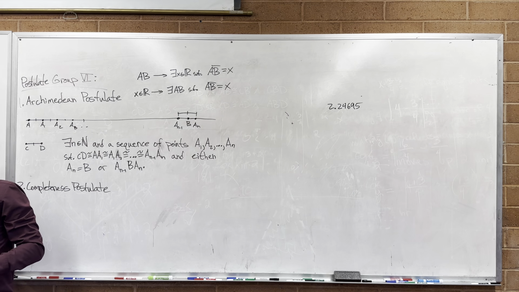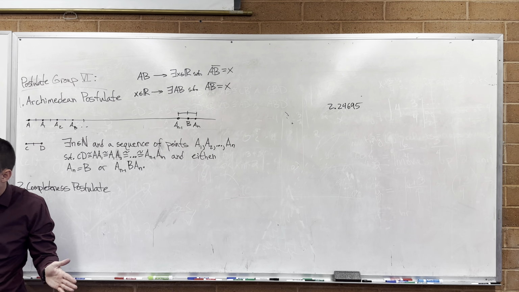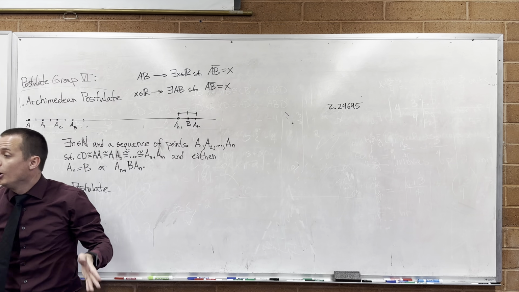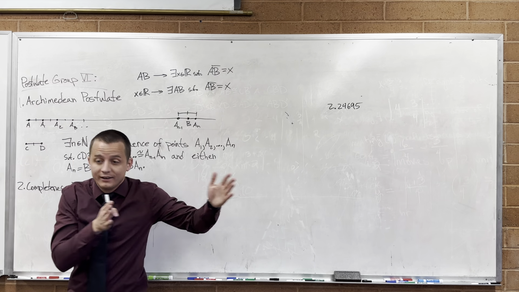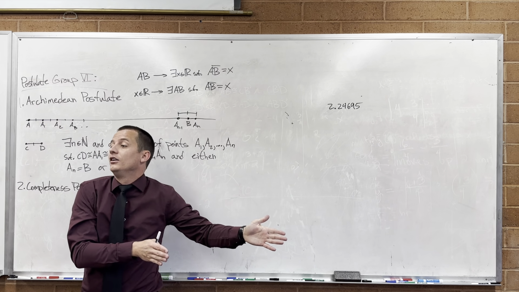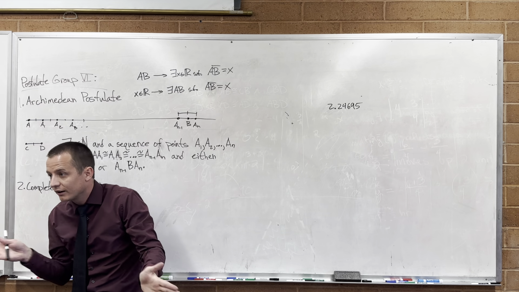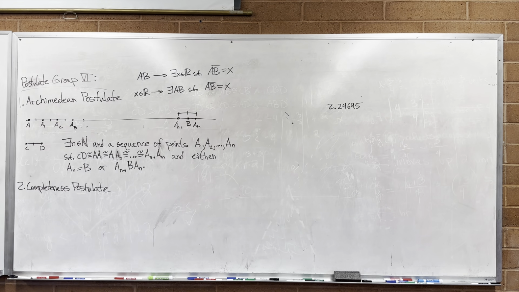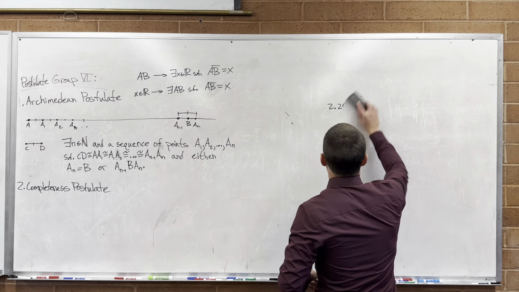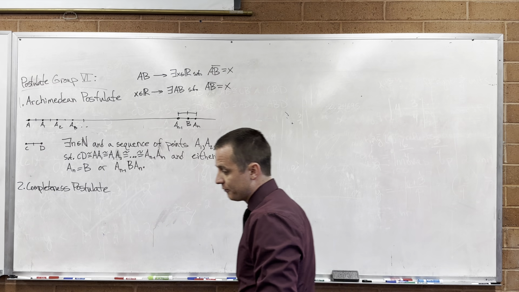Pick any length you want, right? I can find a segment of that length. The Archimedean property says, pick any segment you want, we can find the length. The completeness one says, pick any length you want, we can find the segment. And that's how they're counterparts to each other. Make sense? Okay. So those were the big postulates for section 5.